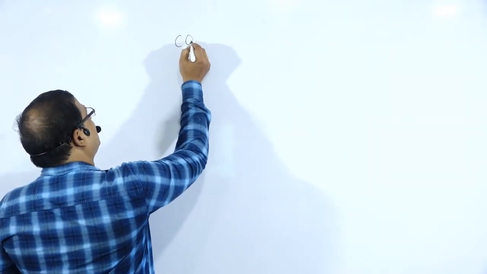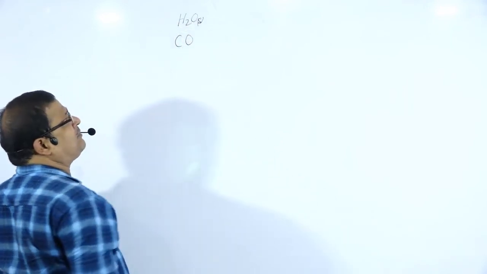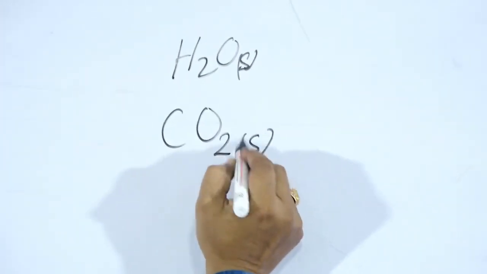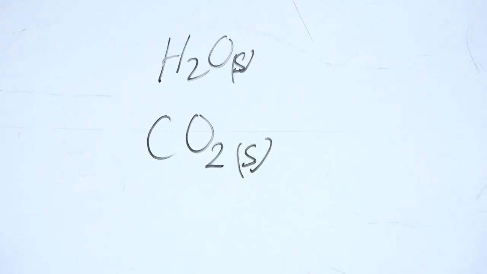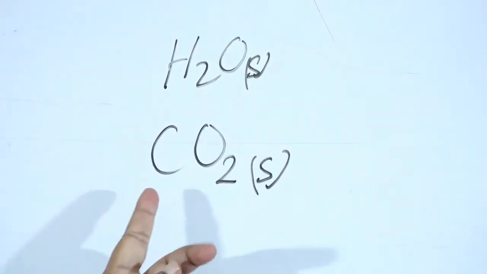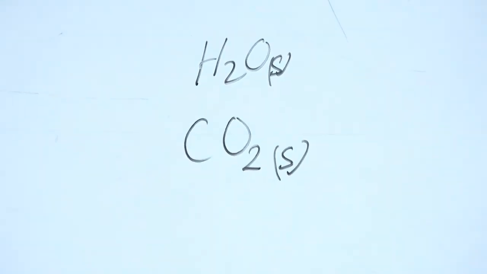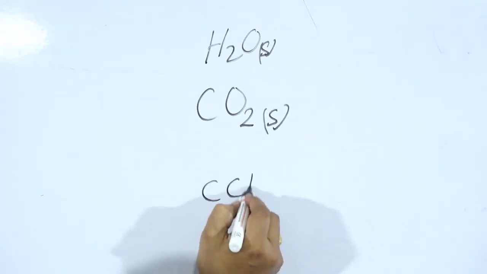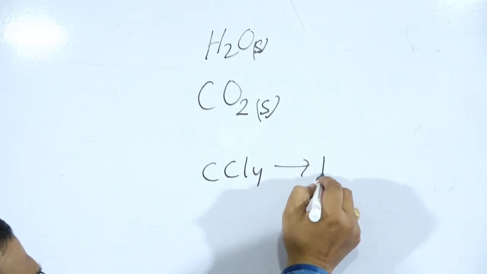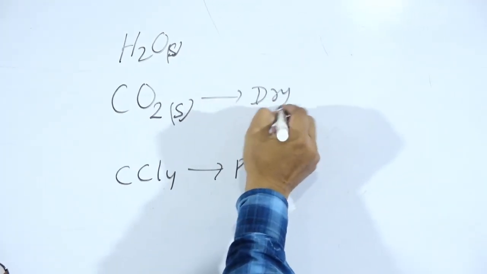For example, what is dry ice? Ice is water in the solid form. But solid carbon dioxide, CO2, is known as dry ice. CCl4 is carbon tetrachloride, otherwise known as pyrene. Pyrene is a fire extinguisher, while dry ice is solid carbon dioxide.